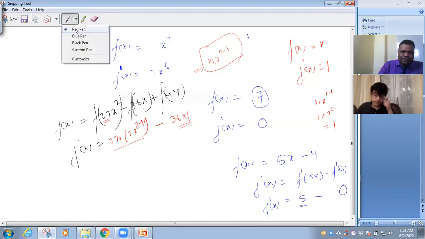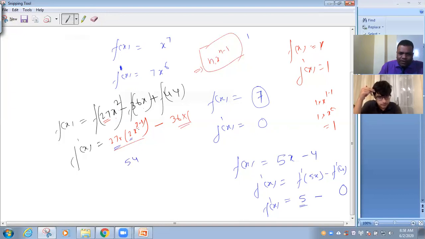So this one is going to be 27 into 2, which is 54, x power 2 minus 1, so x. And 36 stays, and the differentiation of x is 1, as we already said, so 36 into 1. And that is the constant, so 0. So the answer is going to be 54x minus 36.